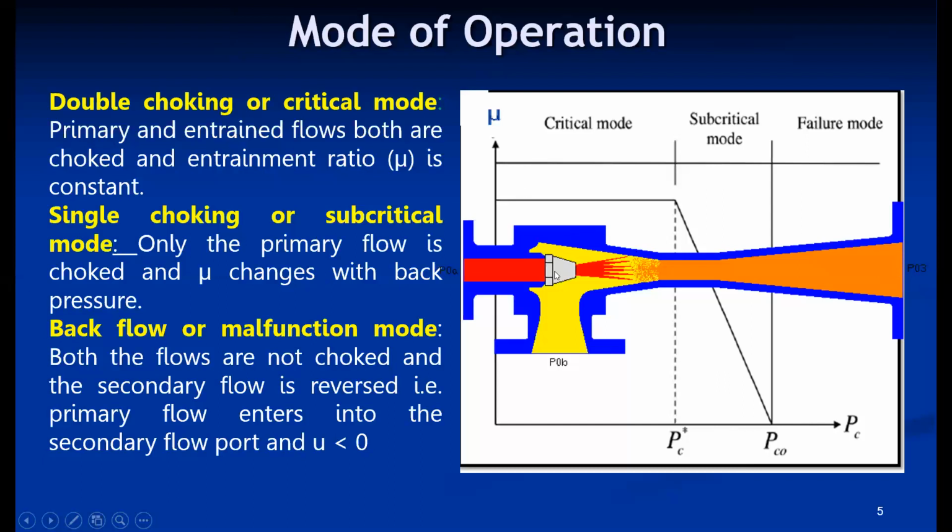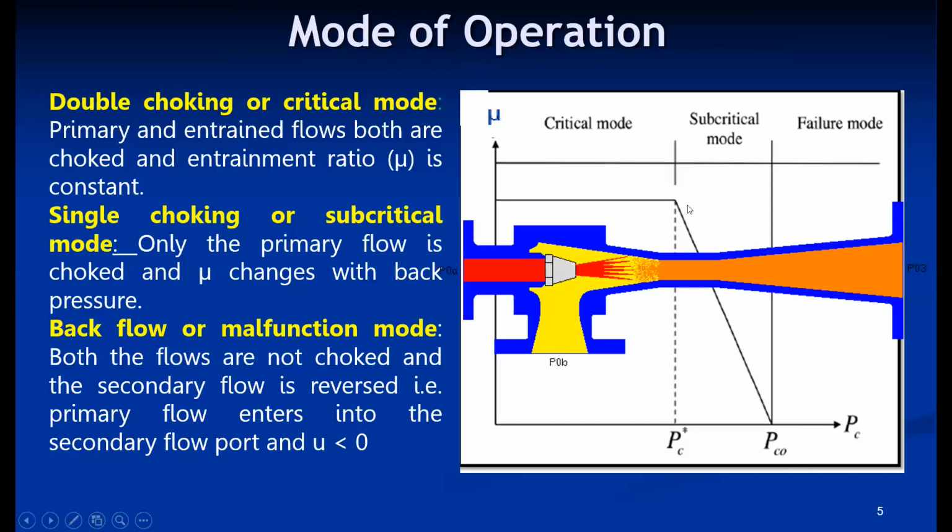During this flow, only the primary flow is choked, so there is no change in the mass flow rate of the primary fluid. But as the pressure on the condenser side continuously decreases, the entrainment ratio continuously increases because of the increase of entrained fluid. So the secondary fluid continuously increases, and due to that the entrainment ratio continuously increases, and it reaches a peak point. This is the point where the choking is called double choking.